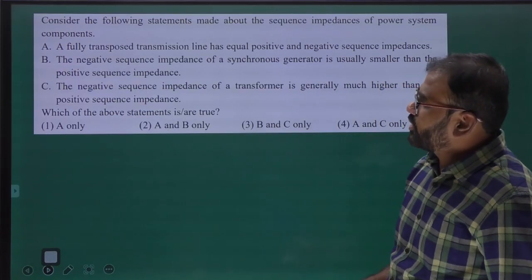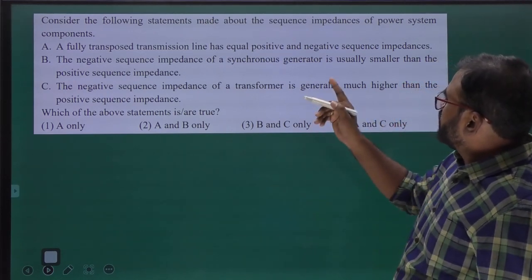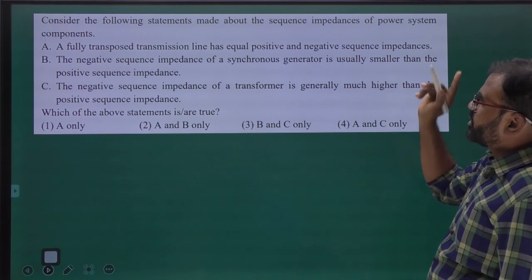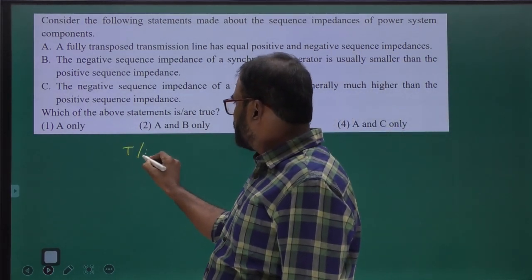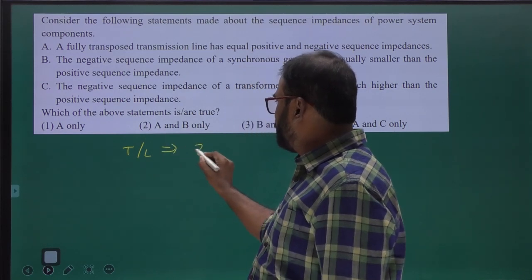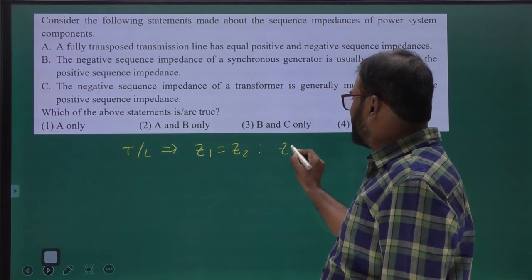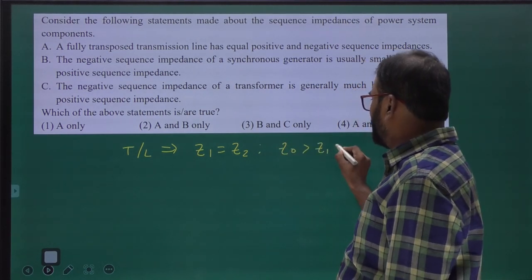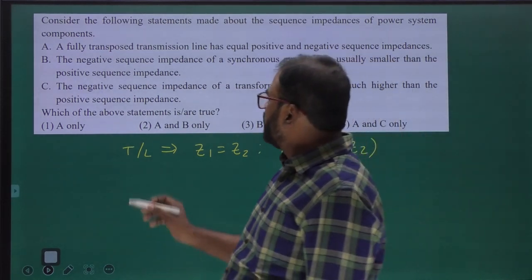In this question, three statements are given. First: for a fully transposed transmission line, equal positive and negative sequence impedances. Yes, for a transmission line, Z1 equals Z2. But Z0 is what? Greater than Z1, which is equal to Z2. Clear? This is for a transmission line.